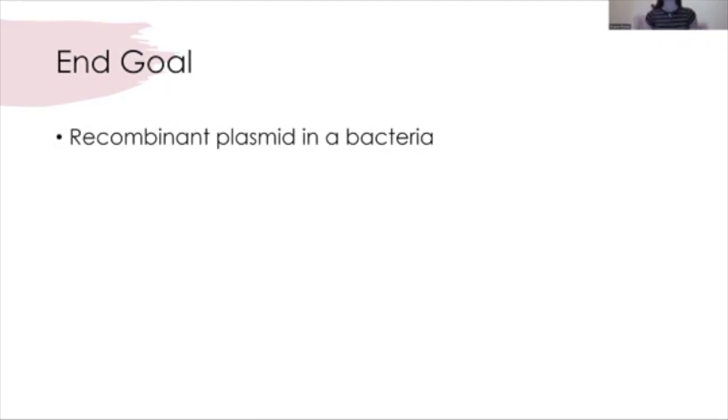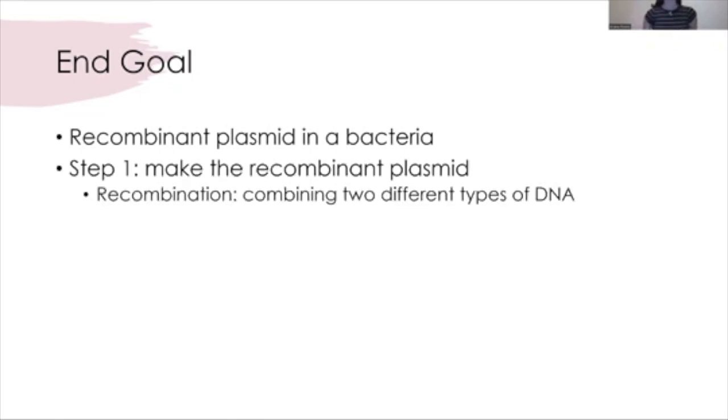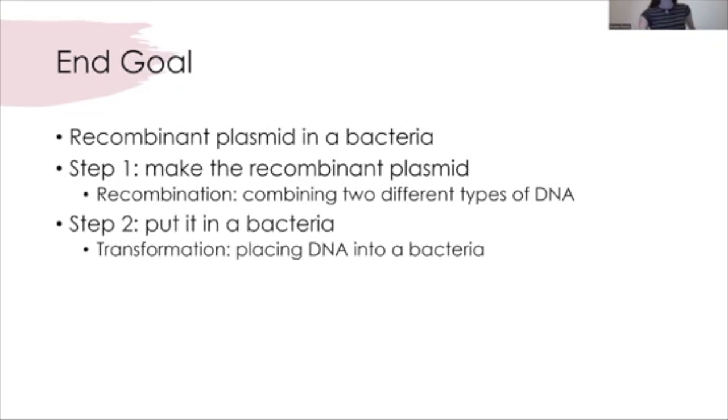And there's three main steps to this. The first one is to make that recombinant plasmid. And this process is called recombination when you're combining two different types of DNA together. The next thing we want to do is we want to take that plasmid and we want to put it in a bacteria. And the process of placing DNA into a bacteria is called transformation.